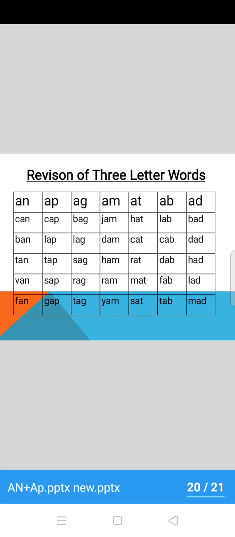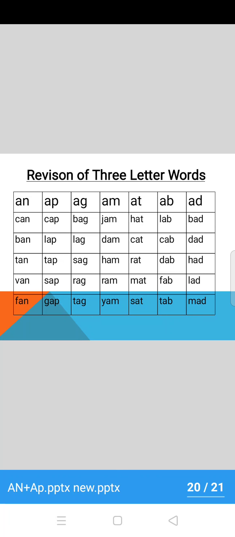Eg words. B, eg, bag; L, eg, leg; S, eg, sag; R, eg, rag; T, eg, tag. Am words. J, am, jam; D, am, dam; H, am, ham; R, am, ram; Y, am, yam. At words. H, at, hat; K, at, cat; R, at, rat; M, at, mat; S, at, sat.